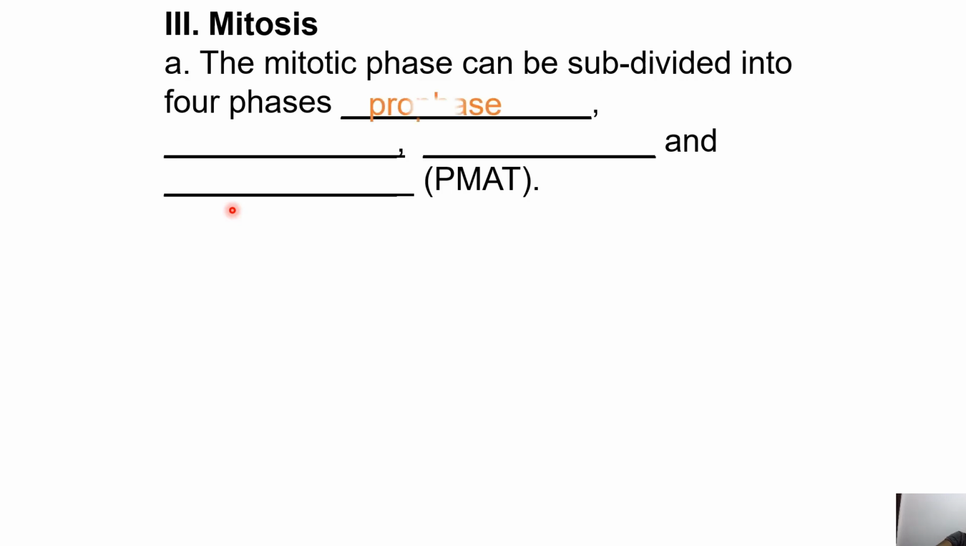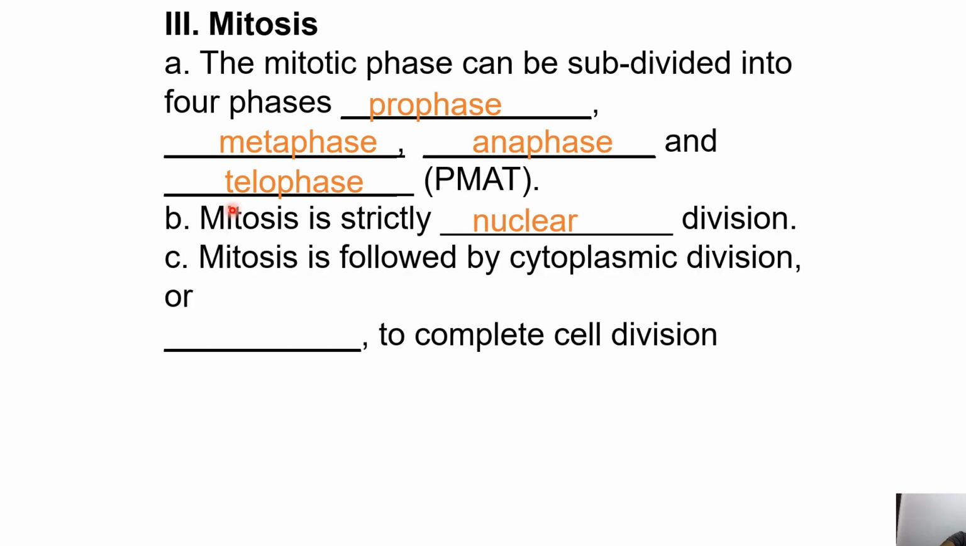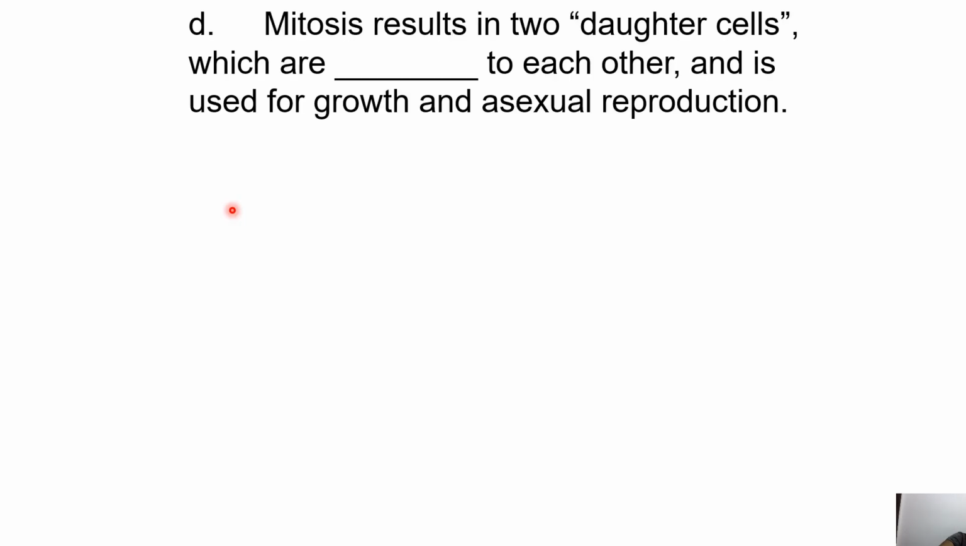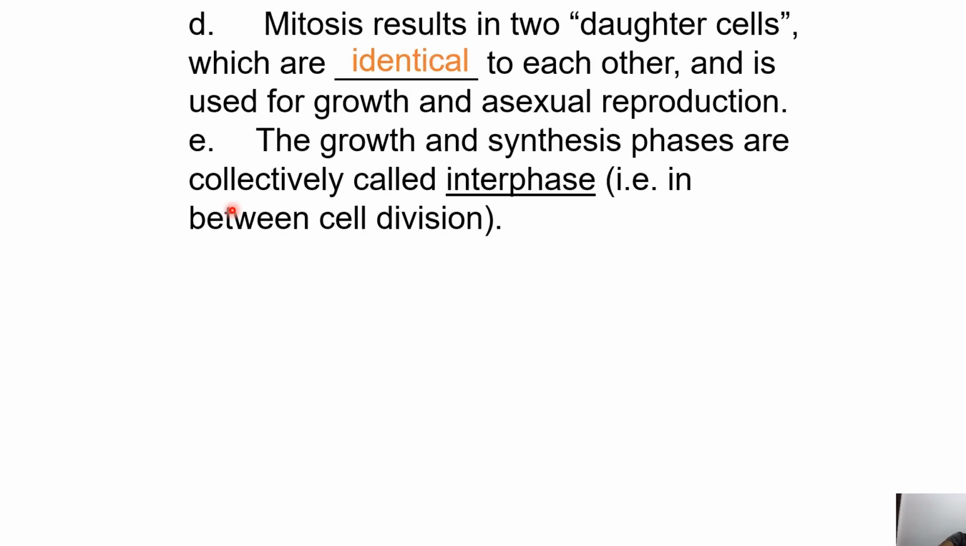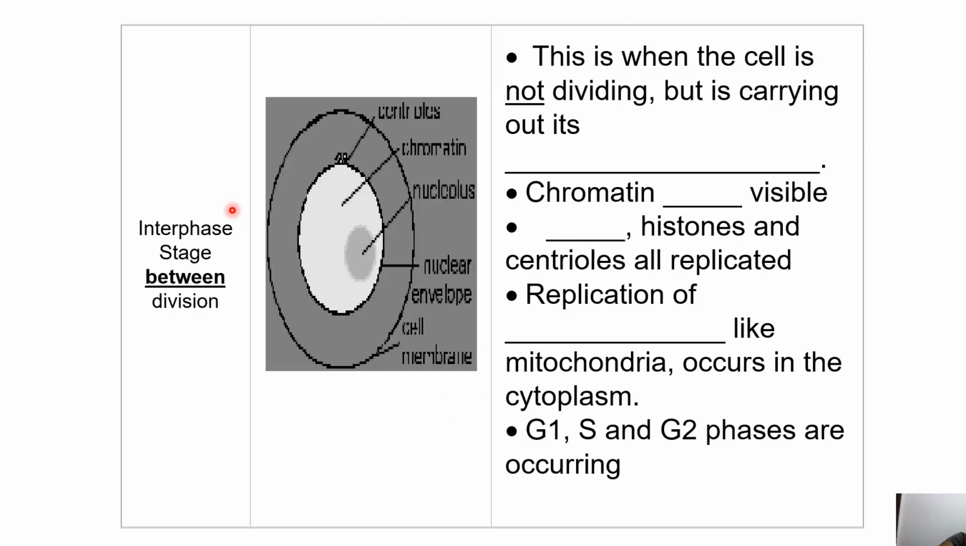So the mitotic phase can be subdivided into 4 phases: prophase, metaphase, anaphase, and telophase. And mitosis is strictly nuclear division, and it is followed by cytoplasmic division or cytokinesis to complete cell division. It results in two daughter cells which are identical to each other and is used for growth and asexual reproduction. The growth and synthesis phases are collectively called interphase, and the only source of genetic variation in the cells is via mutations, right?